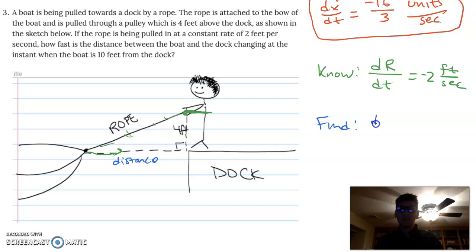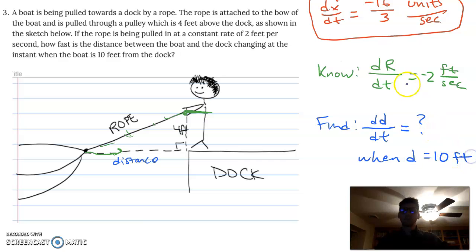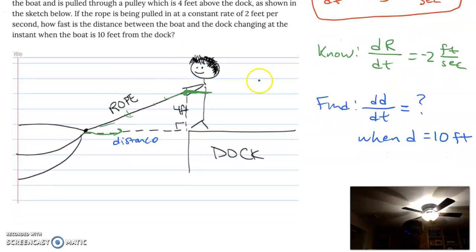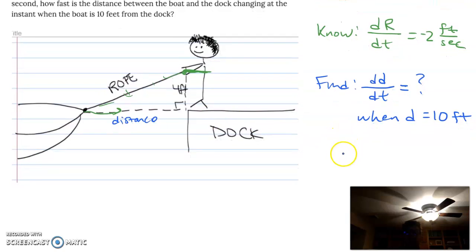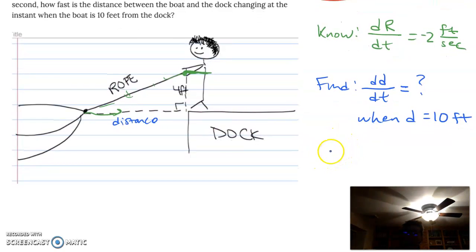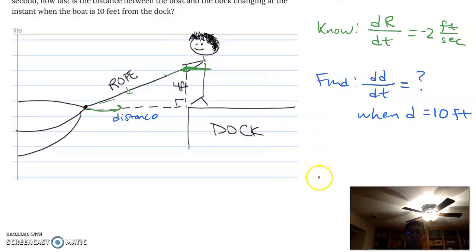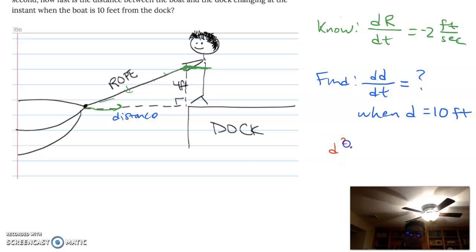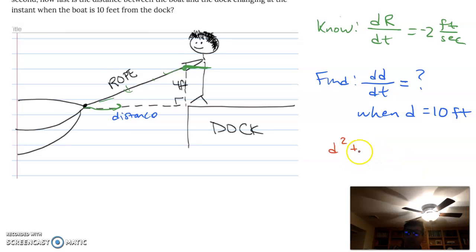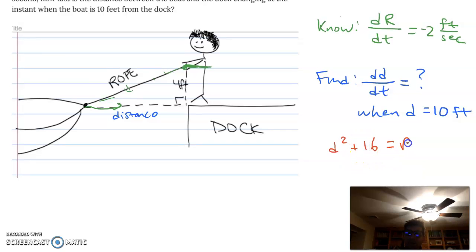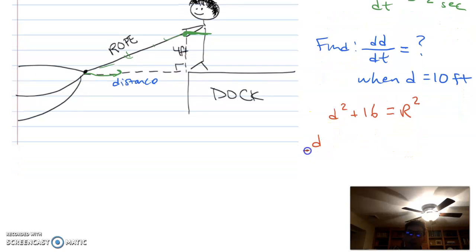We want to find the derivative of the distance, so I did dd/dt for distance. I don't know what you would have chosen, but find dd/dt when the distance is 10 feet from the dock. Okay, let's see what we can figure out here. It looks like this is going to be the Pythagorean Theorem. I'm getting fatigued over here, if I can be honest. So we got d squared plus, this is staying at 4 feet, so 4 squared is 16, equals the rope squared. Okay, let's now derive with respect to time on both sides.